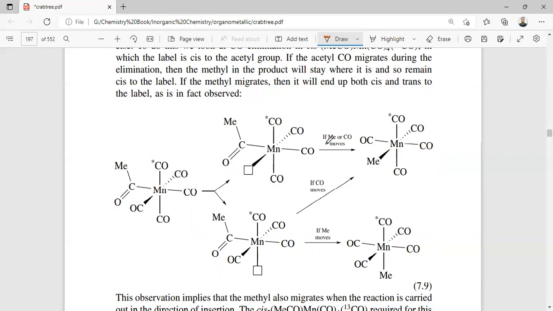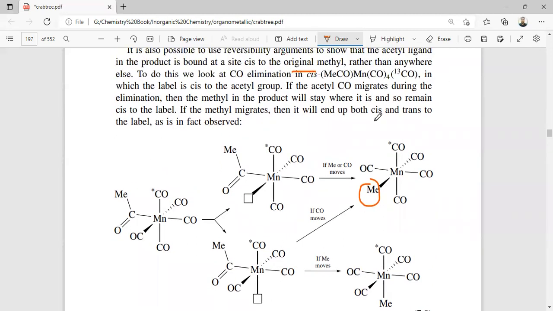So here, if Me or CO moves: if the methyl migrates, then this Me is both cis to the label and trans. If the CO moves, that is, if the acyl CO migrates during the elimination, then the methyl in the final product will stay where it is and so remain cis to the label.